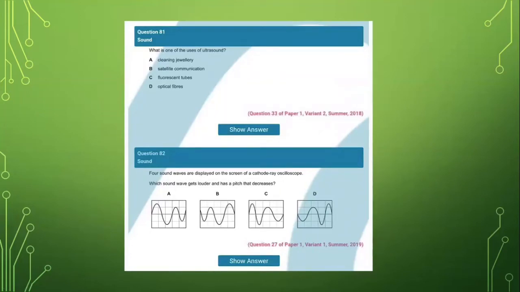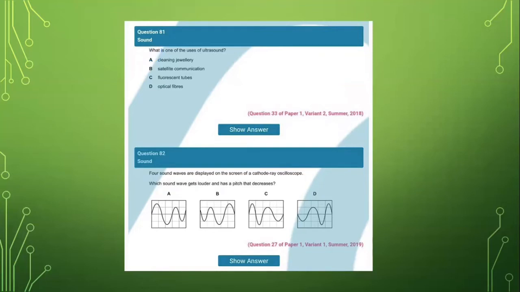Now you need to remember the uses of ultrasound, as they have already been explained in our other sound video. In this, we are given the options: cleaning jewelry, satellite communication, fluorescent tubes, and optical fibers. Optical fibers, we know that they are used in the light, and fluorescent tubes and satellite communication are both part of the electromagnetic spectrum. So the only option that we're left with, and we already have studied that ultrasound is used for cleaning different ornaments, and that's why we can say that cleaning jewelry is the correct option.